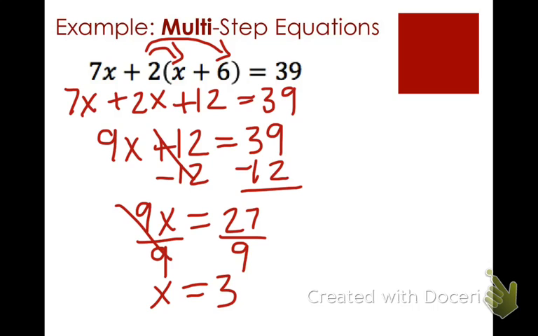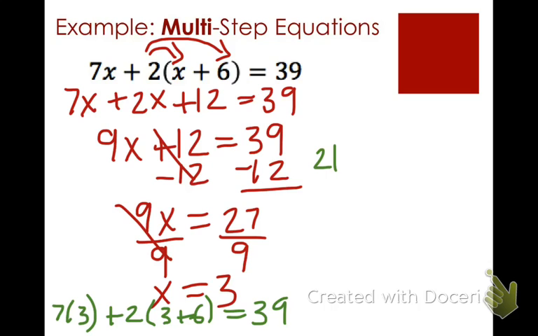But again, just to make sure, we're going to plug our answer back in. So we have 7 times 3 plus 2 times 3 plus 6 equals 39. Well, 7 times 3, that's 21. 3 plus 6 is 9 times 2 is 18. 21 plus 18 is 39. So we know we did it right.